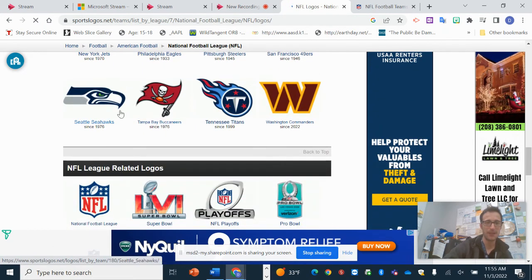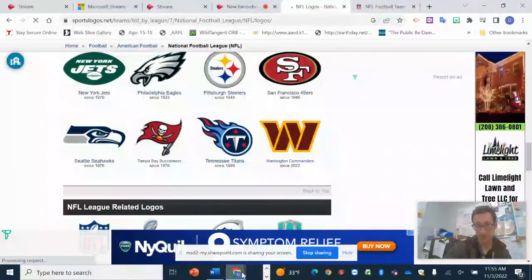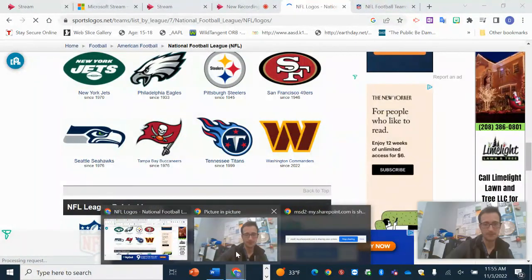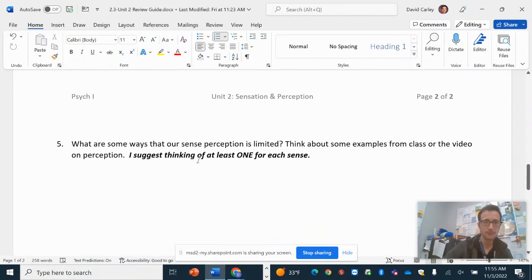Here you got a little bit of similarity and proximity, similarity that's creating the shape of the beak. This is a really weird one. This is a nice little optical illusion for the Washington Commanders. Terrible logo. But anyway, all right. So that's some examples from sports.